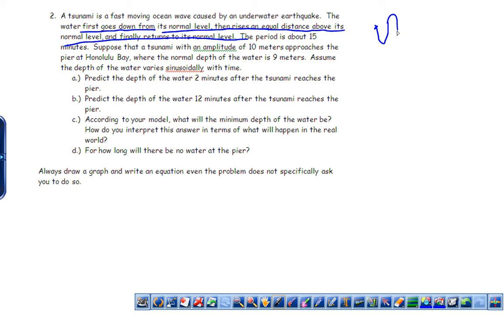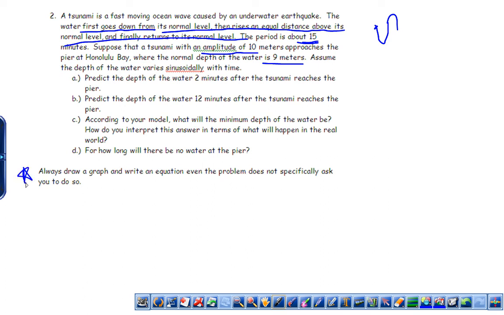So it's telling you what the water's doing. The period is about 15 minutes. Suppose that the tsunami has an amplitude of 10. It approaches the pier of Honolulu Bay, where the normal depth of the water is 9 meters. Assume the depth of the water varies sinusoidally with time. Okay, then it starts asking all these questions.